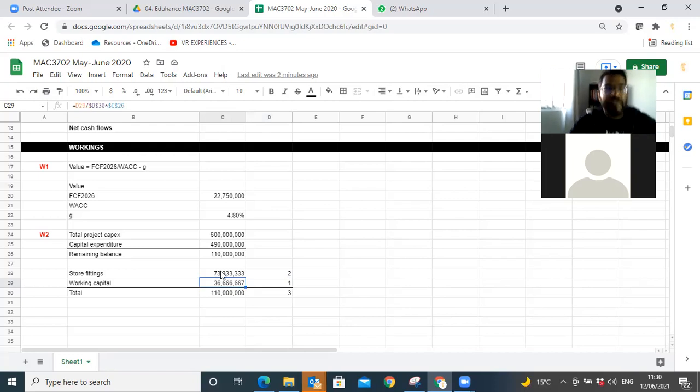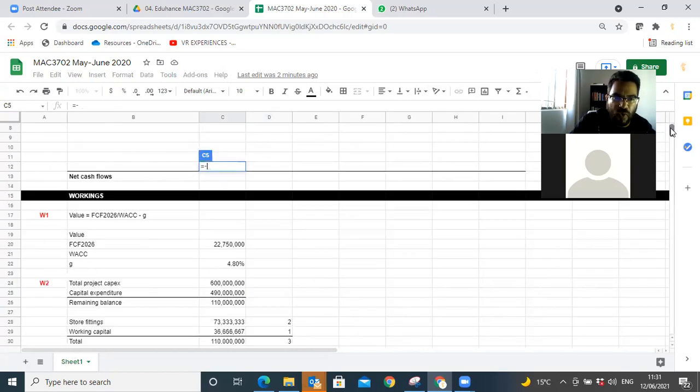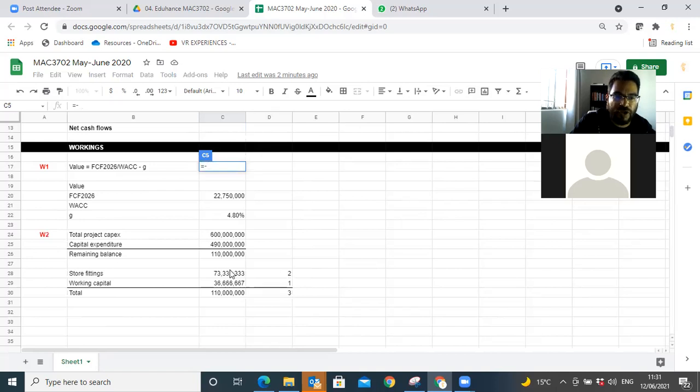Okay, so now we're going to go to store fittings. So they said store fittings is that price, so we can go plug in. Store fittings also happened at the start of the project. So therefore, I will say equal. Store fittings also happened at the start of the project, so it's an outflow.